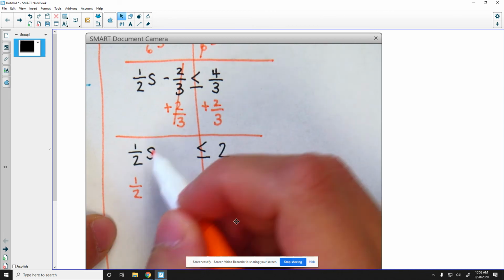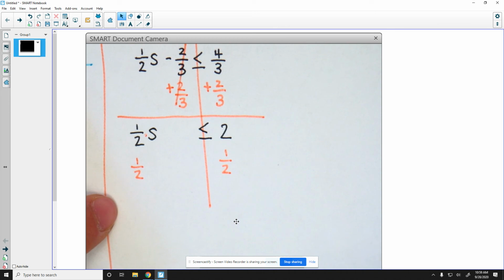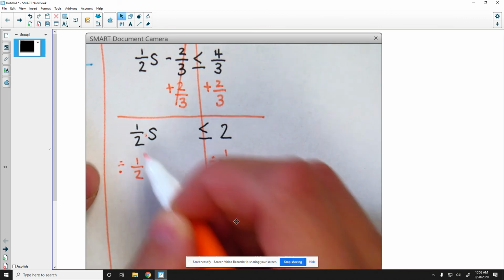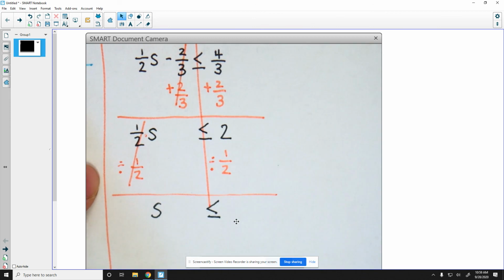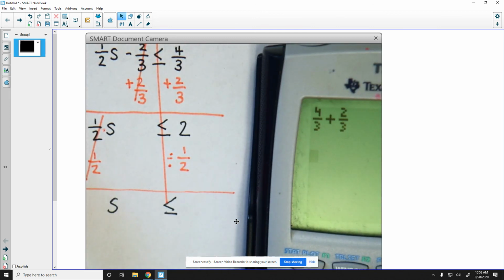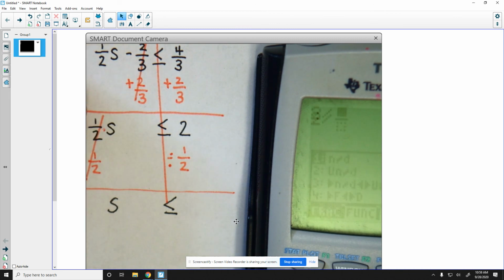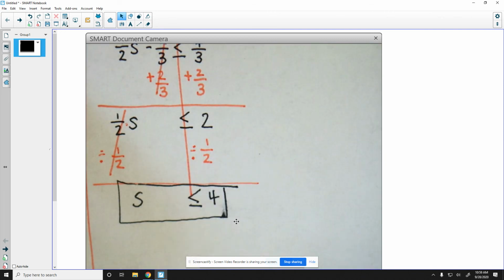Okay, so this is 1/2 times S. So guys, how do you think I need to move the 1/2? Add, subtract, multiply, divide. Jay? Yeah, because it's 1/2 times, right? So opposite of times is divide. So I'm going to divide both sides by 1/2. So I have S, I have my symbol. And then remember, when I type this in my calculator, the top number is written first. The bottom number is written second. So 2 divided by 1/2 gives me 4. So my final answer is S is less than or equal to 4.